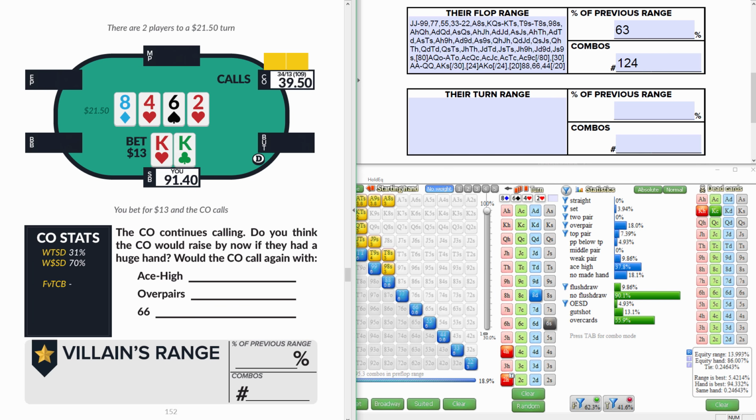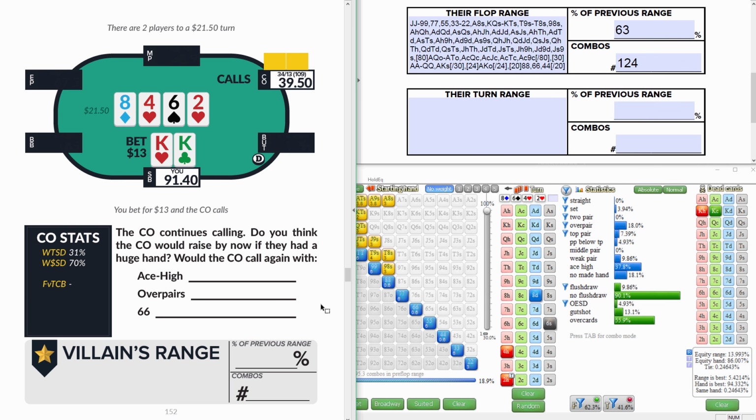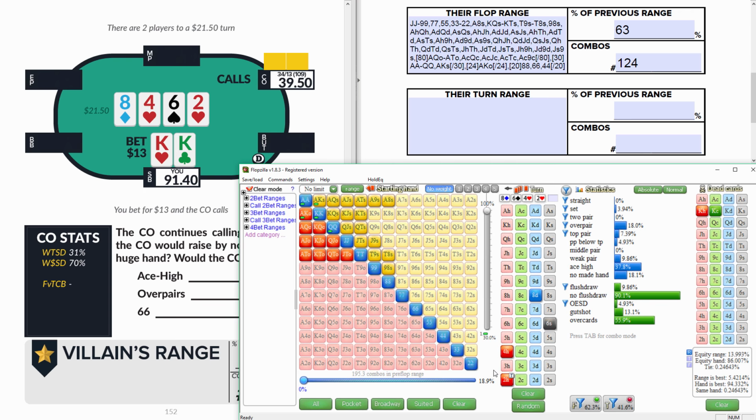So with all that said, we bet 13, they call, awesome. So the guiding stuff we have here is this. The cutoff continues calling. Do you think the cutoff would raise by now if they had a huge hand? Would the cutoff call again with ace high, over pairs, pocket sixes, that sort of stuff? And again, these guiding questions are here to get your brain started thinking about the kind of hand categories that cutoff could possibly have, and if they did have them, how would they play them? So if they had ace high, what would they continue doing? Over pairs, like pocket nines, pocket tens, which again, if you don't really understand why this range looks like this, definitely pause this and watch parts one and two first. Otherwise, this range could be a little confusing and it may not make a lot of sense. So with all that said, let's get started hacking away through this.